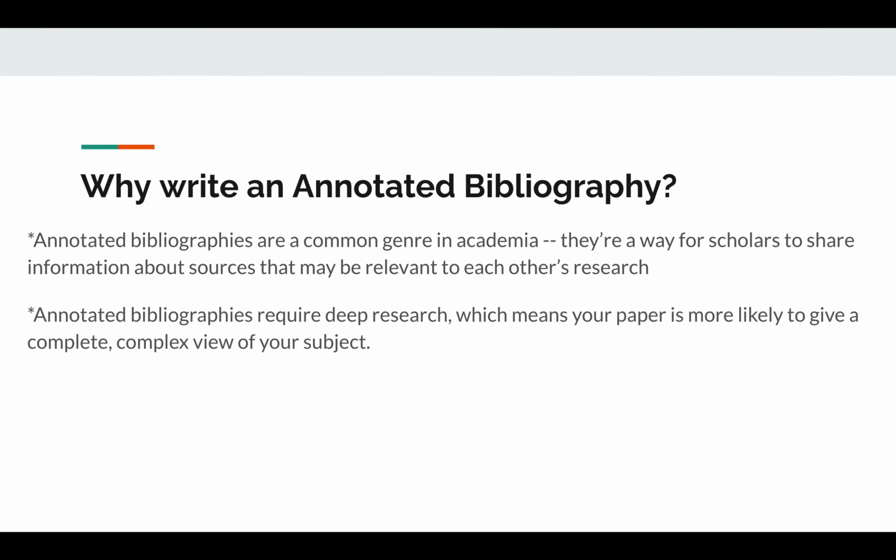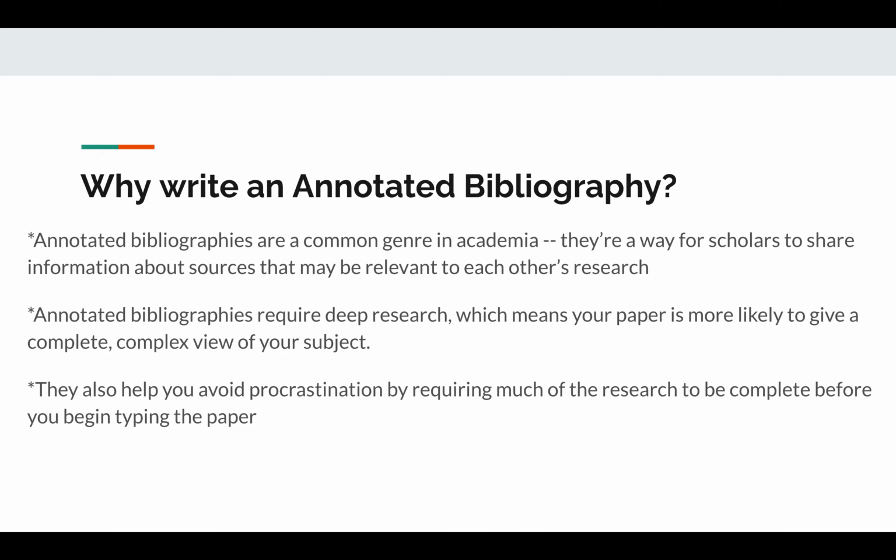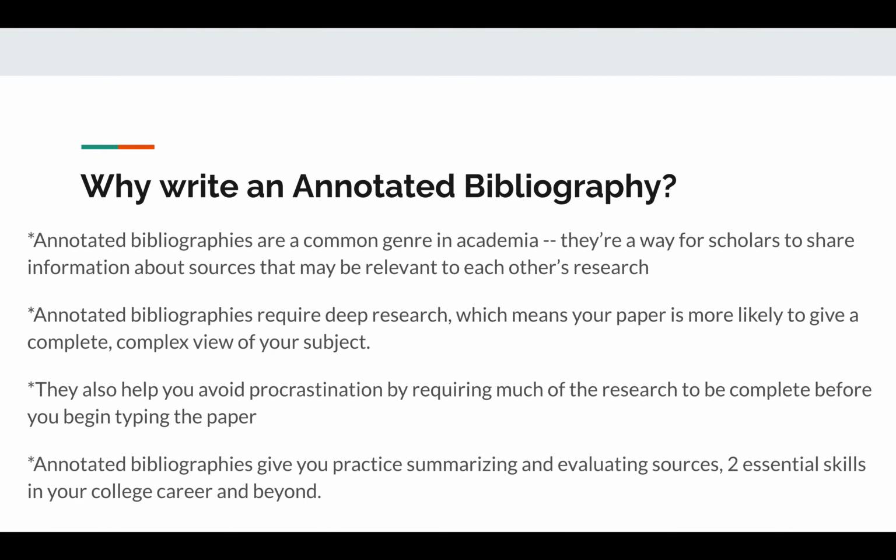Another benefit of the annotated bibliography is that it requires deep research, which means your paper is more likely to give a complete and complex view of your subject because you've done that quality research first. They also mean that your research is required ahead of starting your paper, so it prevents the type of sloppy writing that can sometimes result when we procrastinate and we're trying to find a lot of sources last minute. They also give us really important practice in summarizing sources and evaluating sources, and those are really important skills not only for your college career, but your professional career and our civic responsibility as well.